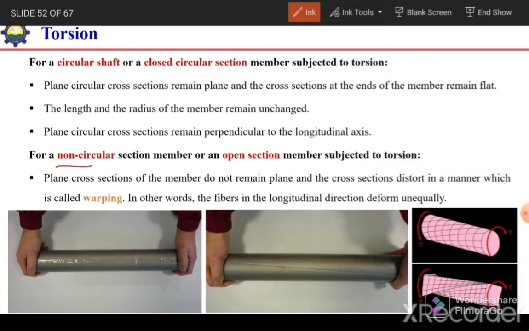But in case of non-circular sections or open sections, when we apply the torsion, there will exist warping. The cross section will turn into a zigzag shape, into distorted shapes, which is termed as warping, and the radius and the length of the member will change. So there will be unequal deformation in the fibers of the member.